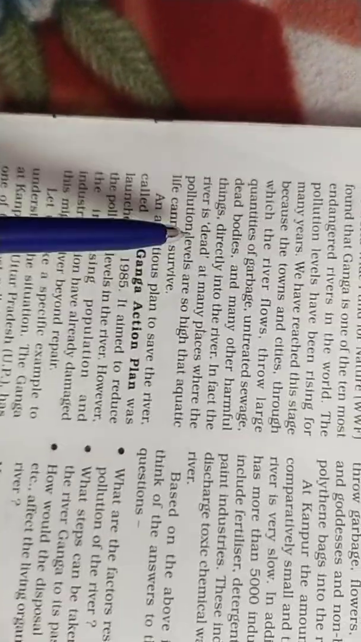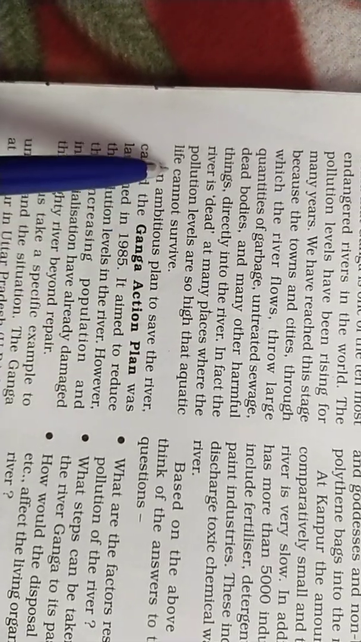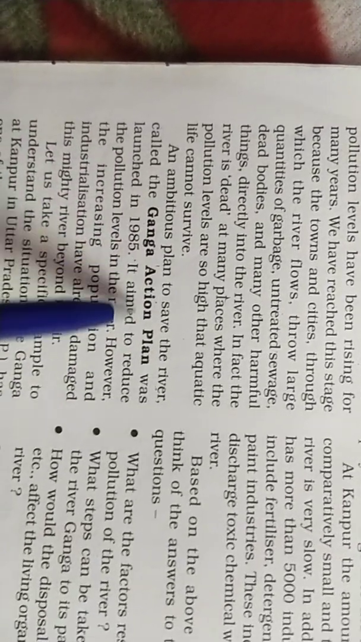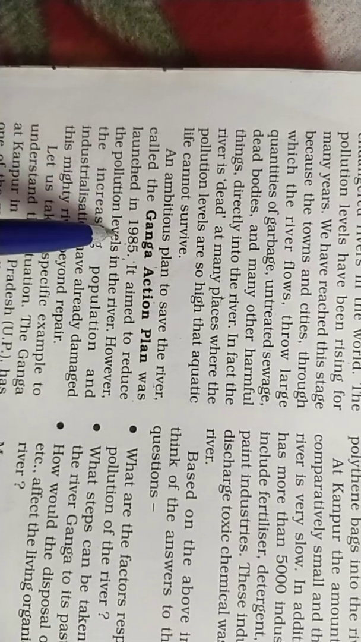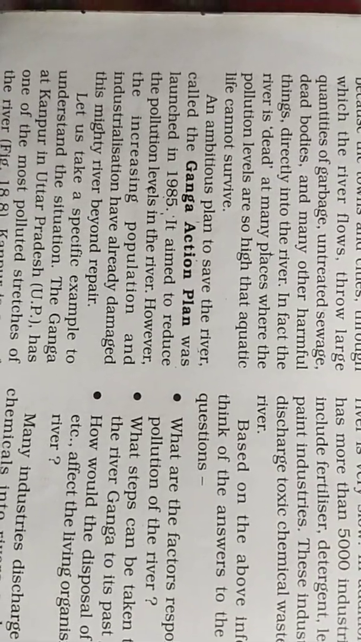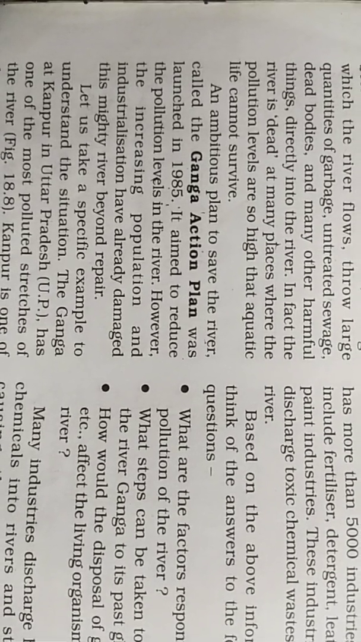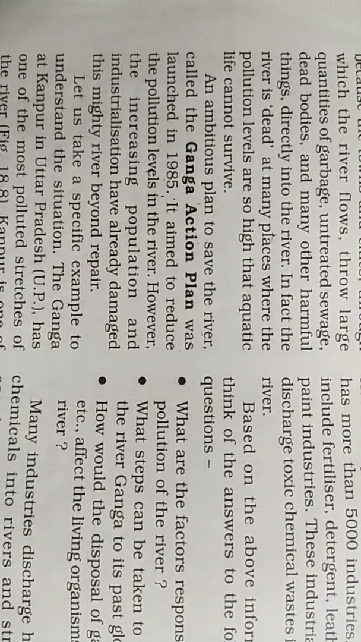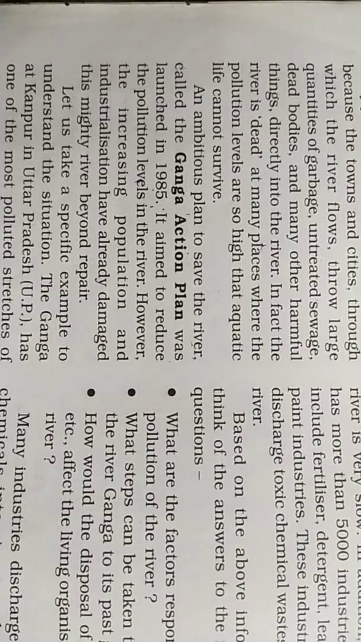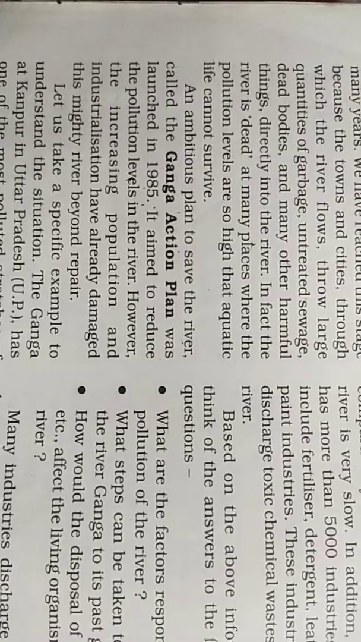In fact, the river is dead at many places where the pollution levels are so high that there is no aquatic life. An ambitious plan to save this river, the Ganga Action Plan, was launched in 1985. The main aim is to protect the Ganga and reduce the pollution level in the river. However, increasing pollution and industrialization have already damaged this mighty river almost beyond repair, because if the river becomes completely dead, it will vanish from the land of India, and we can never repair this loss.